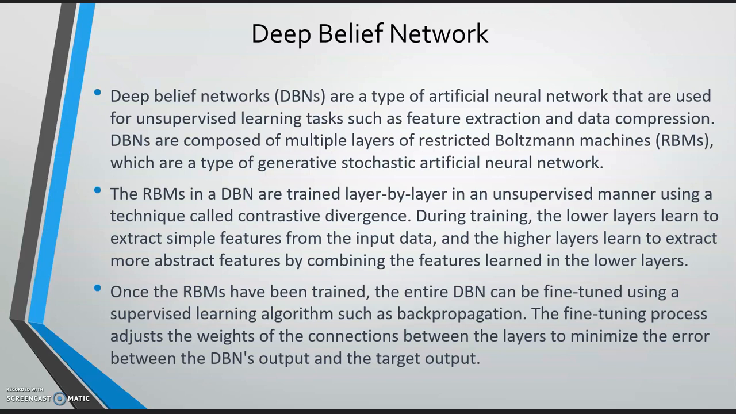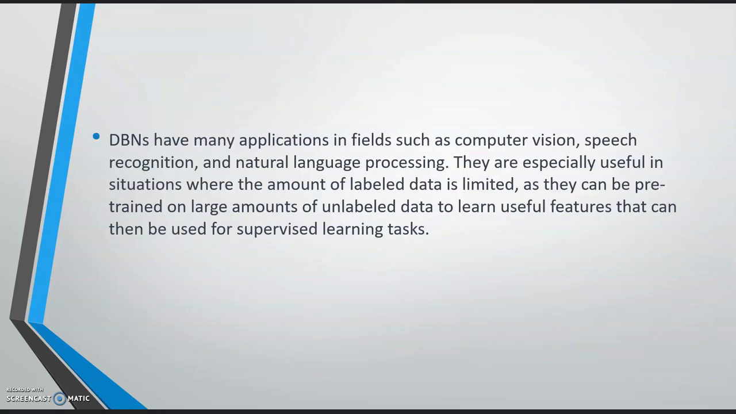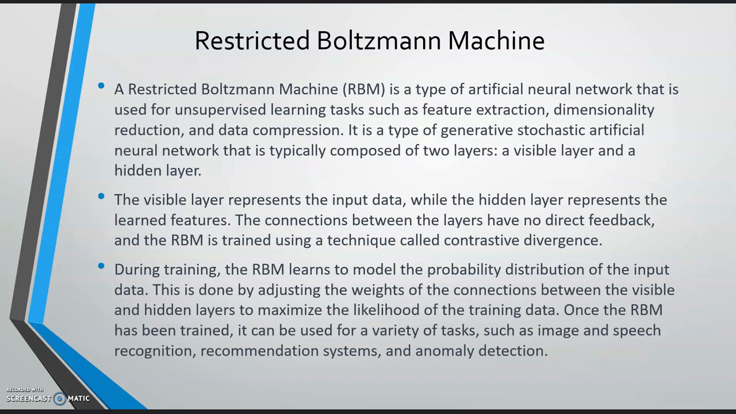The fine-tuning process adjusts the weights of the connections between the layers to minimize the error between the DBN's output and the target output. DBNs have many applications in fields such as computer vision, speech recognition, and natural language processing. They are especially useful in situations where the amount of labeled data is limited, as they can be pre-trained on a large amount of unlabeled data to learn useful features that can then be used for supervised learning tasks.